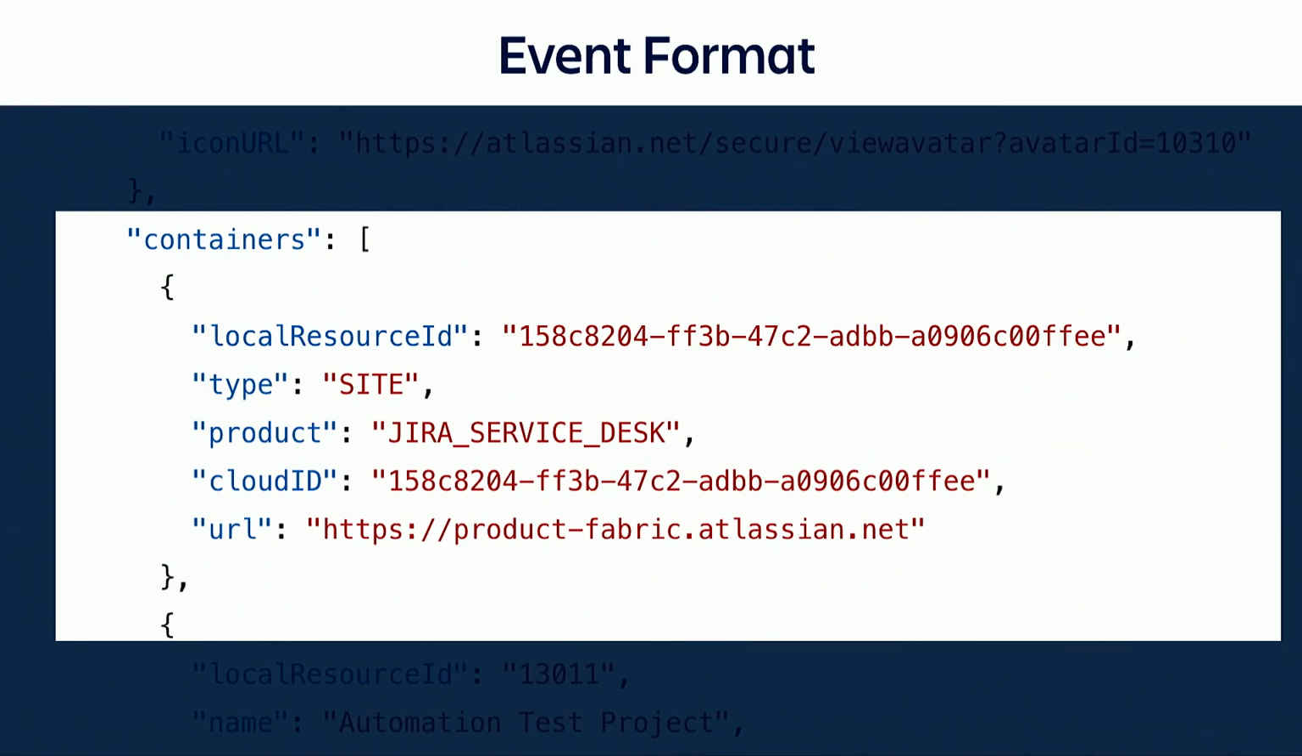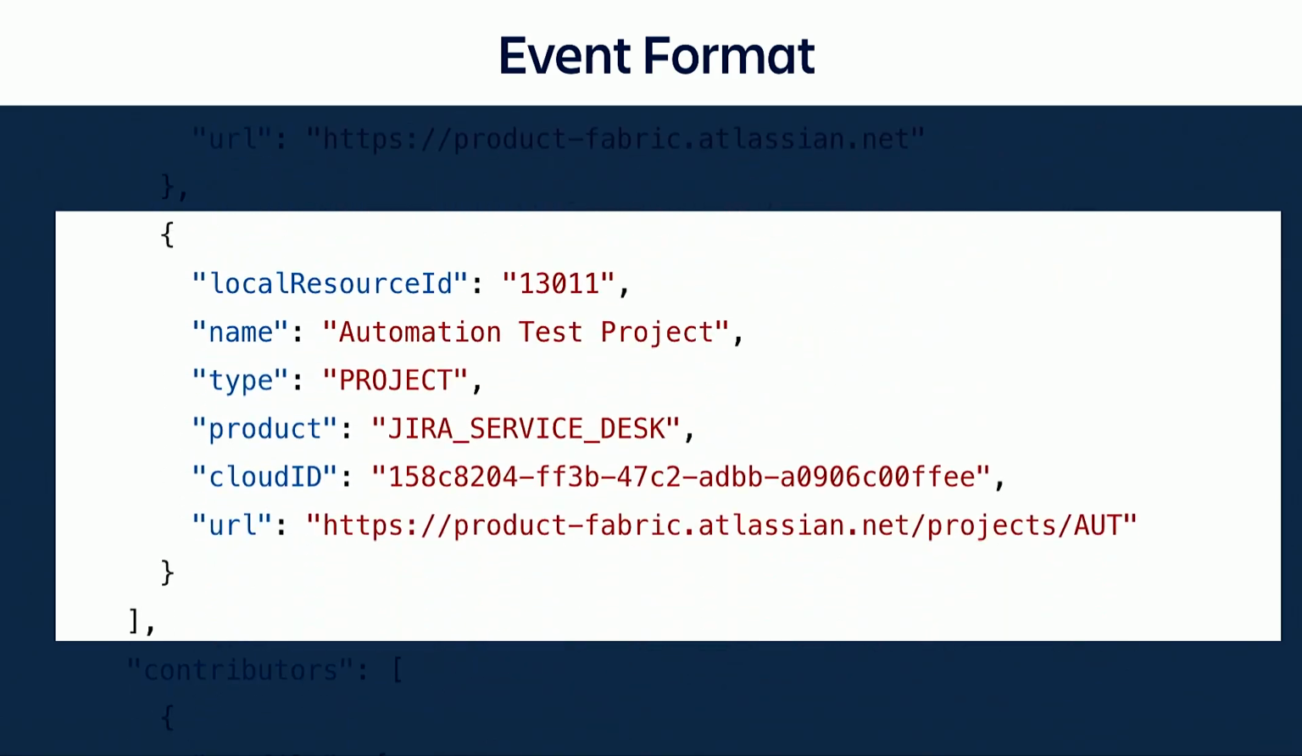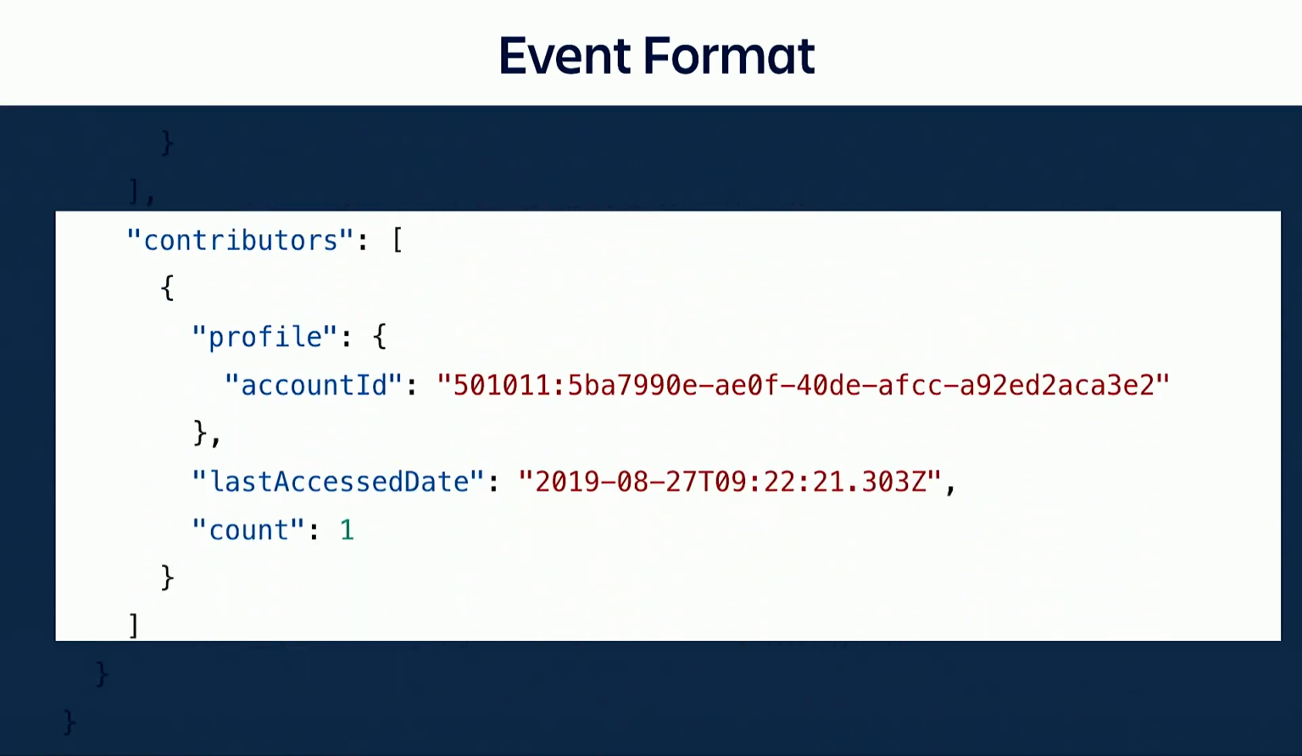Also, we've got containers, which tell us about the hierarchy of the object. So the top-level container is always the site, and in this case, it's a product fabric internal instance used by Atlassian. And also, we've got the project in which the issue was created. This is very important because we can use it to filter out events we are not interested in. For example, our automation project may be only enabled in certain projects, and other projects should be left alone. And finally, we've got contributors, and this is just a list of account IDs that ever made any changes to the object.